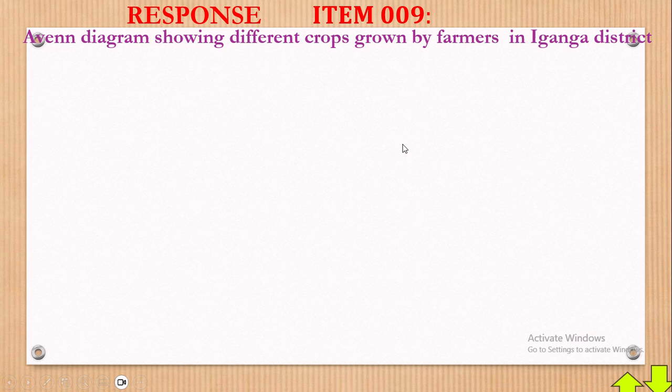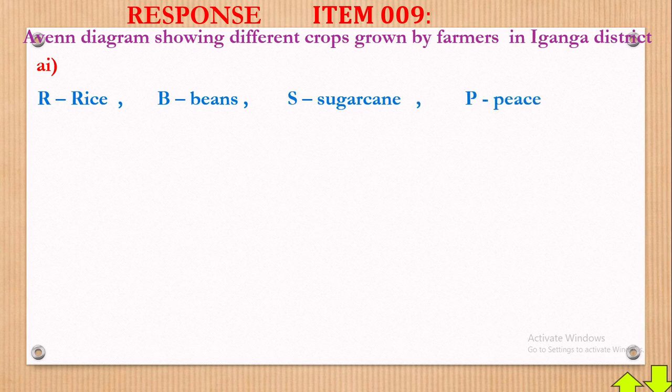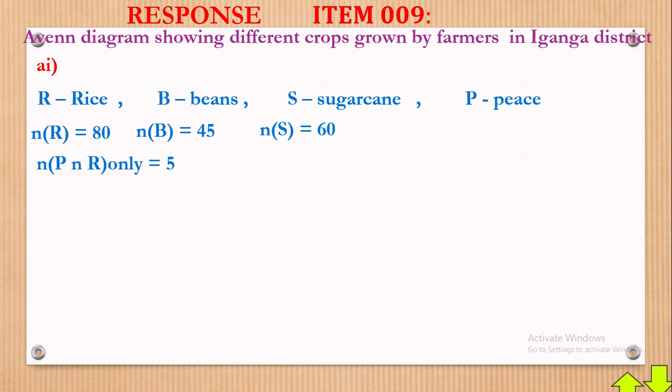So you begin by letting the different letters to mean the items you have in the question. For example, we are answering part Roman number 1. So R is for rice, B is for beans, S is for sugar cane, and P is for peas. Then next, let's go and summarize. We have this information already. Number in beans is 45. Number in sugar cane is 60. We summarized that already. Then you have that number in P intersection R only is equal to 5.